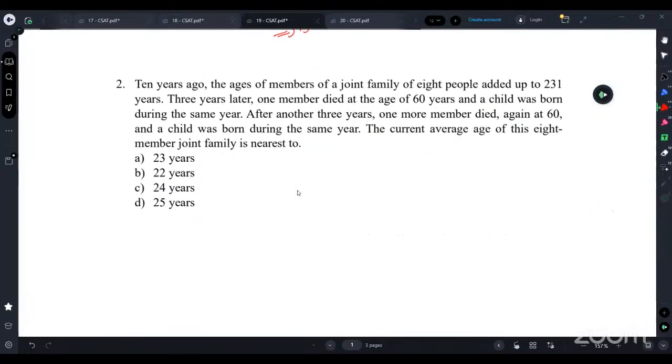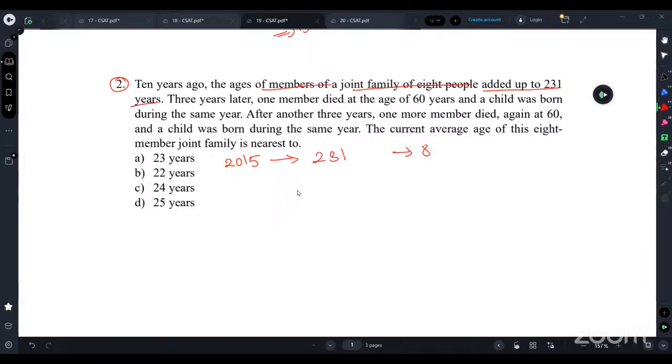See the next question now, guys. The second question says, 10 years ago, the ages of the members of a family of 8 people added up to 231 years. Now we will start with, let's say, we are in 2025 now. So 10 years back it will be 2015. So in the year 2015, the summation of ages is 231, and there are 8 members.